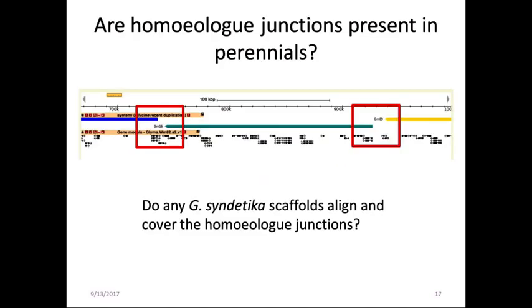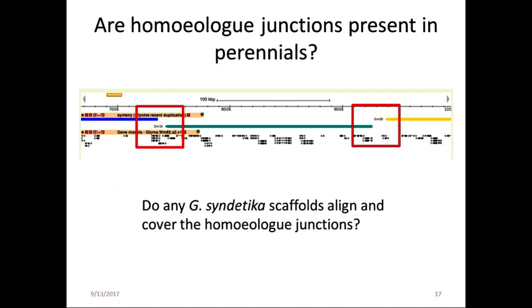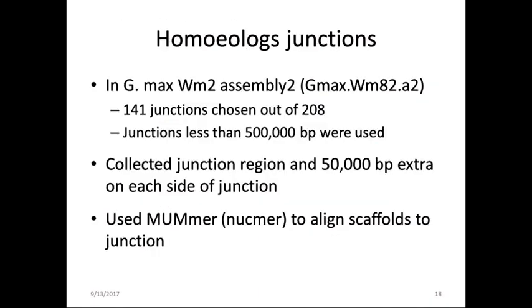So we basically looked at, are the homologous junctions between Glycine max and syndetika the same? We look first at Glycine max. We can see that there are 208 junctions, basically these breaks. We're looking at these breaks right here. As you can see here, it switched from a synteny of 16 to 9. So we're basically counting these breaks and looking at them. There are 208, and we chose 141 due to the size of them.